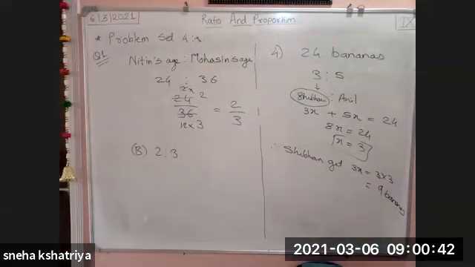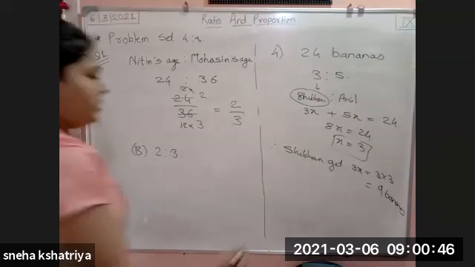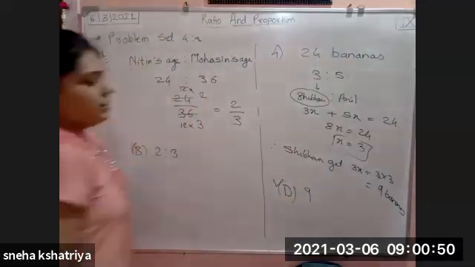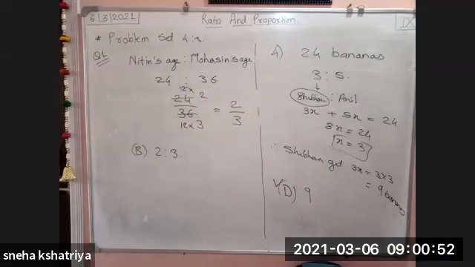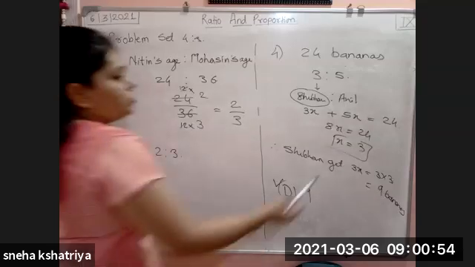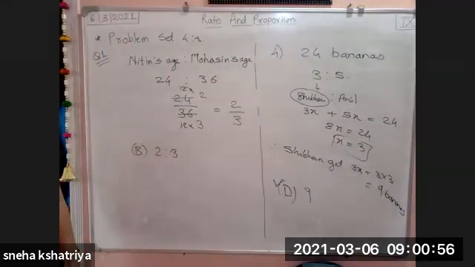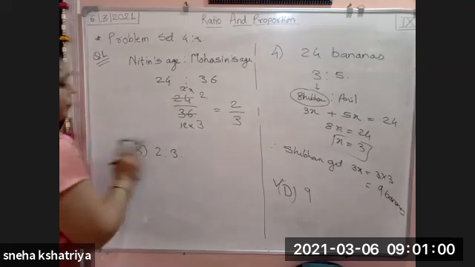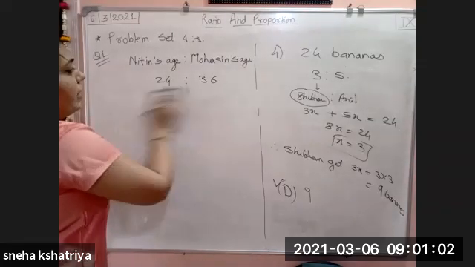How many bananas did Shubham get? That is 9 bananas. Option number B, that is correct. That is 9. So what you are going to find here is very important. Now we'll see question number 5.